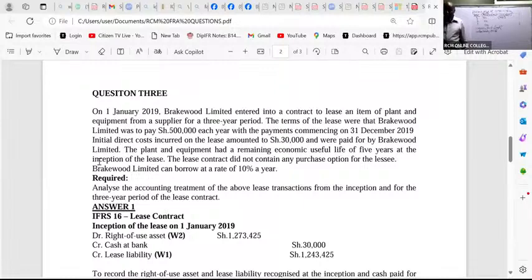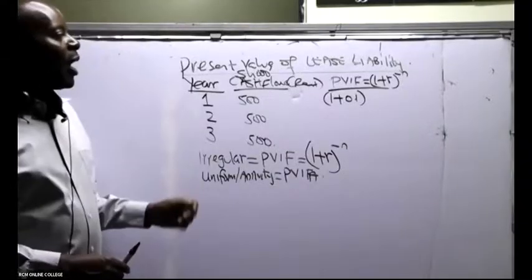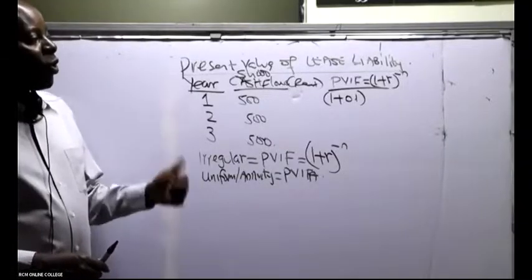In this case, we are told that we can borrow at 10%. R is the required return. The borrowing rate is 10%. We can borrow at 10%. So there's the cost of capital.